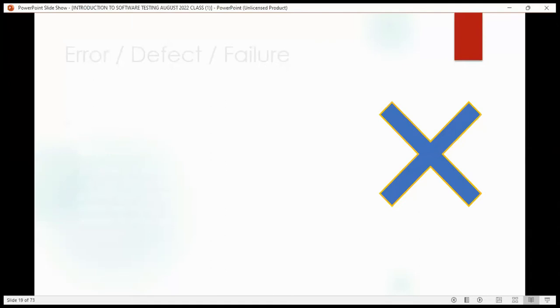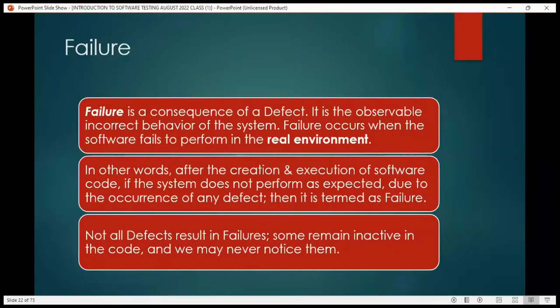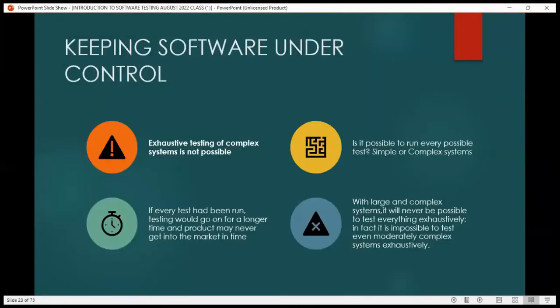Inconsistency between expected and actual result. And failure is the thing that causes the defect, that is called the failure. So examples, so that's defect, that's failure. Now, I'll dive straight into keeping software under control.